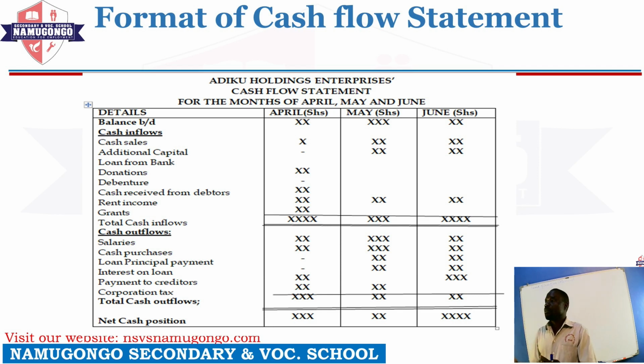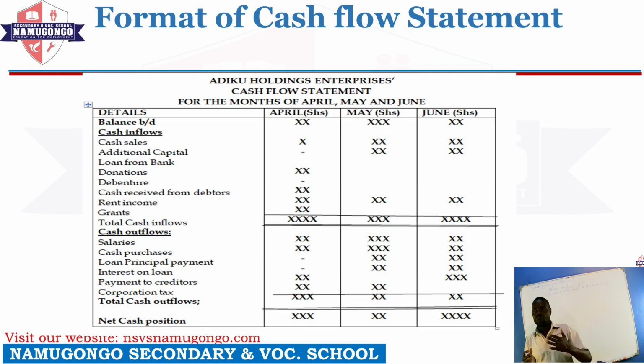Assuming the business is belonging to, not to mention somebody's name, Adiko Holdings Limited. We now say Adiko Holdings Limited. Then cash flow statement for the month of, we can now be specific.